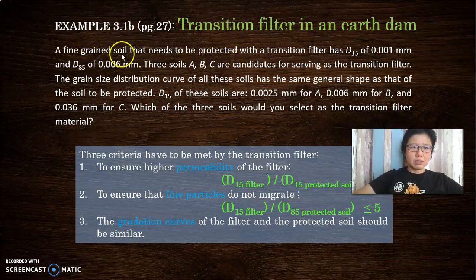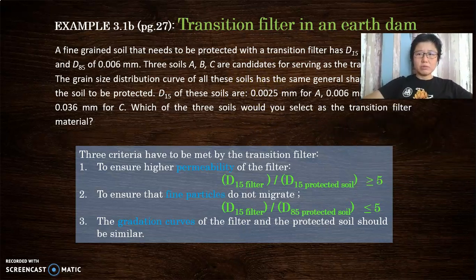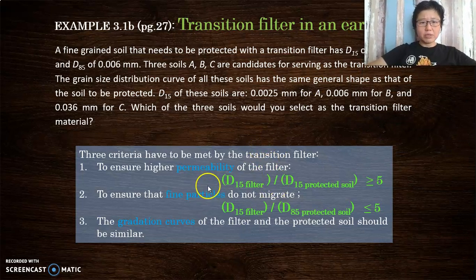It tells you that the fine grain soil is to be protected. So the fine grain soil obviously is a clay that's being used to create your earth dam. Alright, it has to be protected with a transition filter, and it's given that the D15 is such and D85 is such. And the 3 soils that are going to be used as your filters, the 3 possible soils, are the candidates or the potential ones, given the D15 and the D85 are all given here. So all you need to do is to fulfill the criteria by using the equation there, right, that we have seen earlier on.